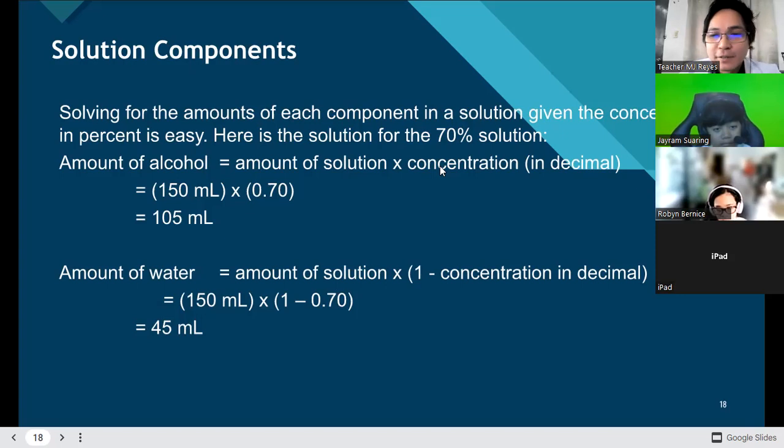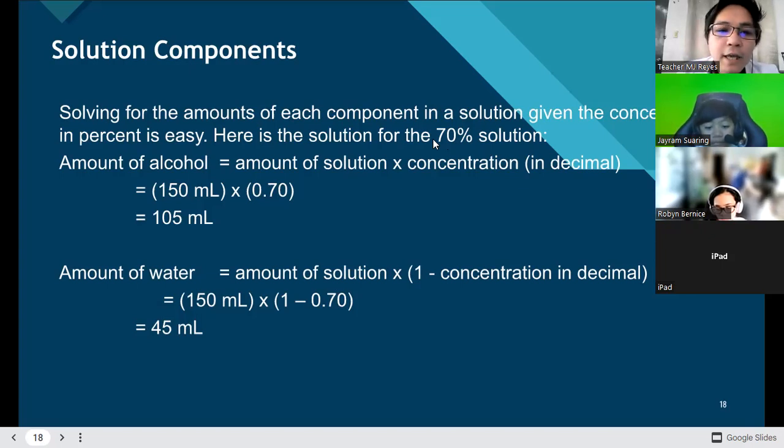Okay, in converting percentage to decimal, if it is in percentage, you need to move the decimal from right going to your left. Okay, this is 70%. Let's move two digits going to your left. So 1, 2. Here comes 0.70. So our 70% is converted now into 0.70.